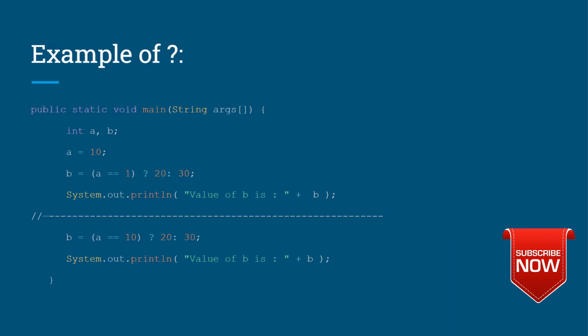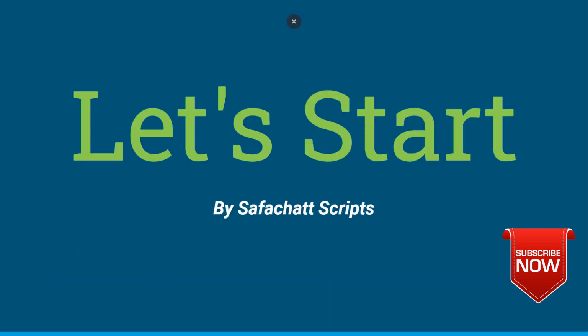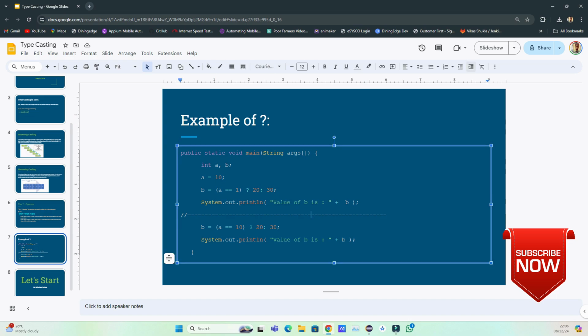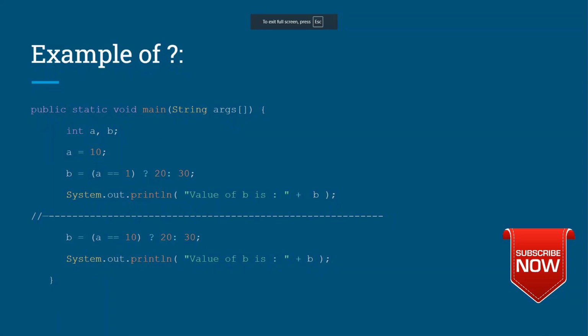So we have an example. We have two values, a and b, and a equals 10. We provide if else: if a equals 1, then print 20, else print 30. So from the first line we will print 30 because the condition is not satisfied, because the value of a is 10. Likewise, in the other line here we will print 20 because the condition is satisfied. That's how it looks and how it works.